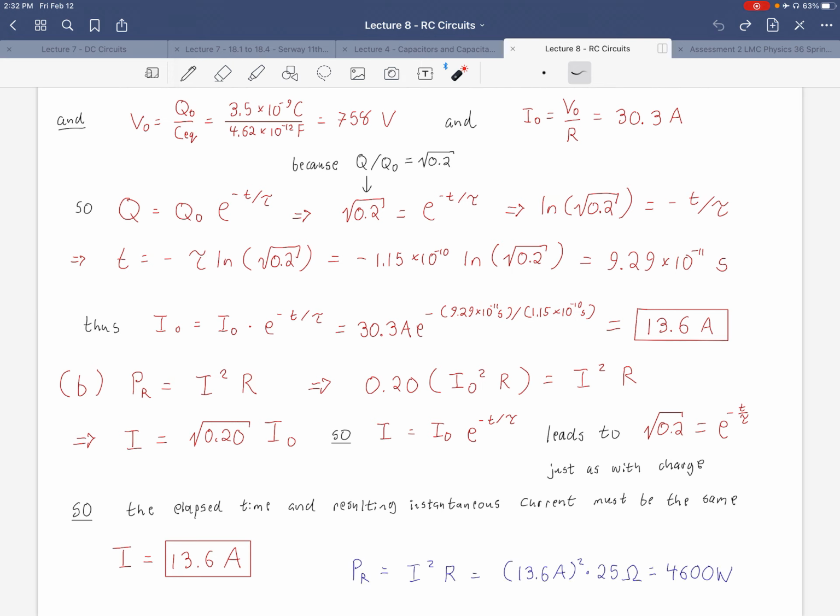And if we were curious how much power is actually being outputted, we'd simply take that instantaneous value of current, multiply it by the resistance of the resistor, and we find out that it's 4,600 watts.